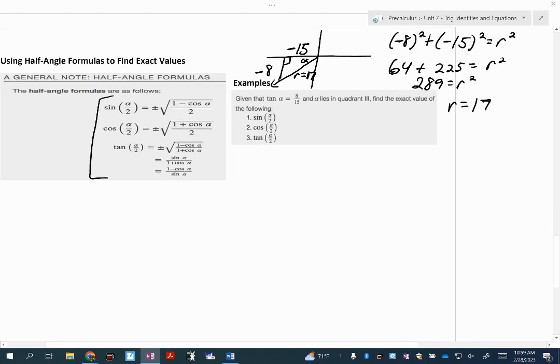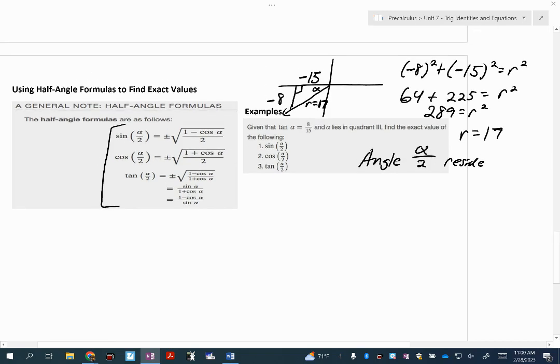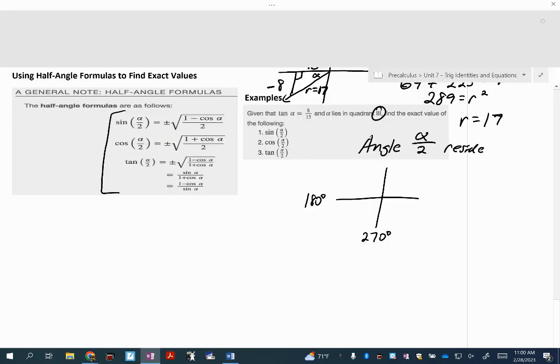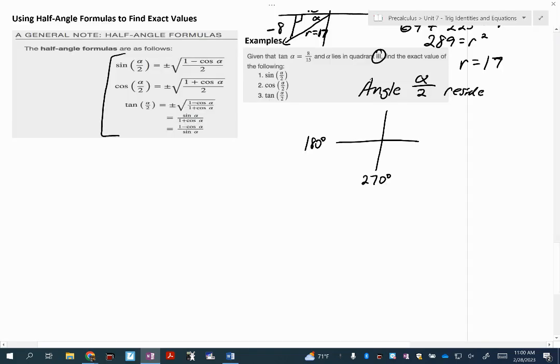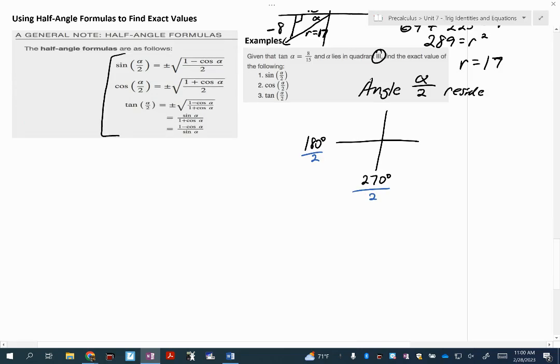So now, before I start doing these, the last thing I want to check is where would the angle alpha over 2 reside or terminate? So it said that alpha was in quadrant 3. So if I draw a quick little sketch here, in quadrant 3 would be between 180 degrees and 270. So what you do is you divide both of these numbers by 2, and that will tell you kind of the range of values that we can have for our alpha divided by 2.